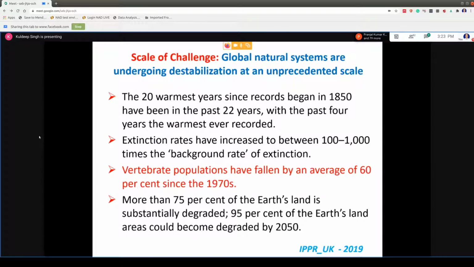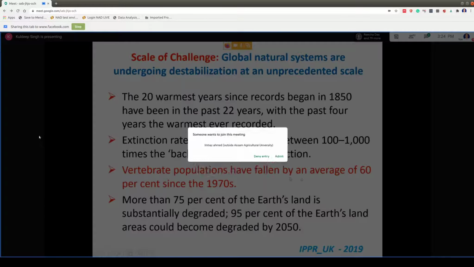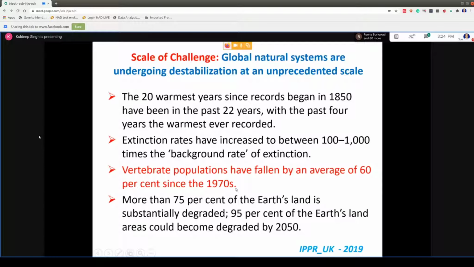Not only that, these are some of the global facts. In fact, those are the reminders for us. Since 1850, the date from when actual records have been available on climate, 20 of the last 22 years have been the warmest in history. See this one in red. The vertebrate population has fallen by an average of 60%, and this is just in the last 40 years.